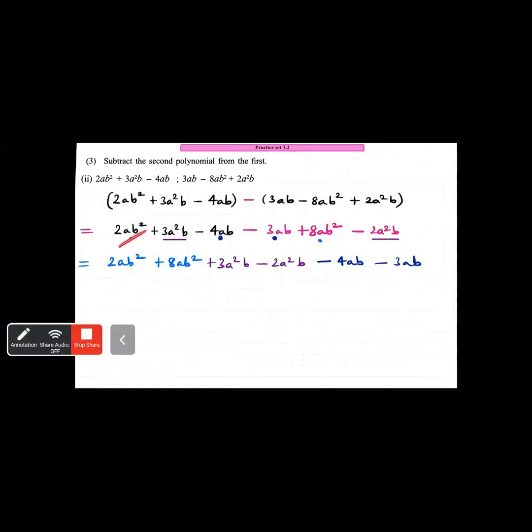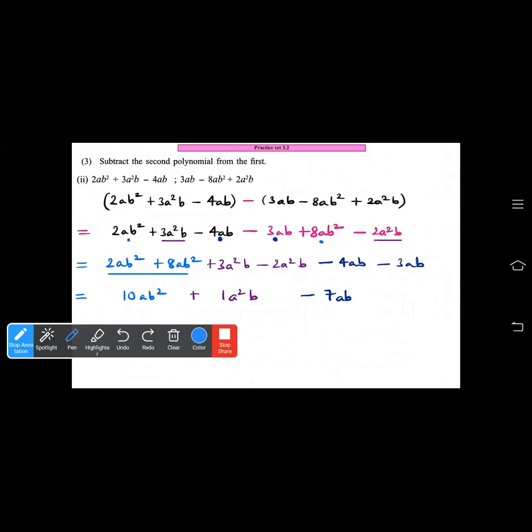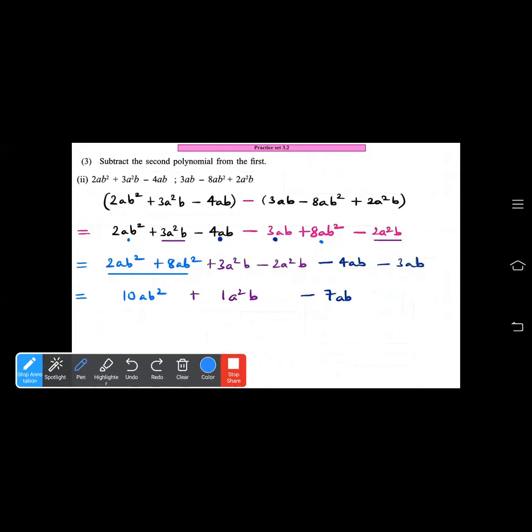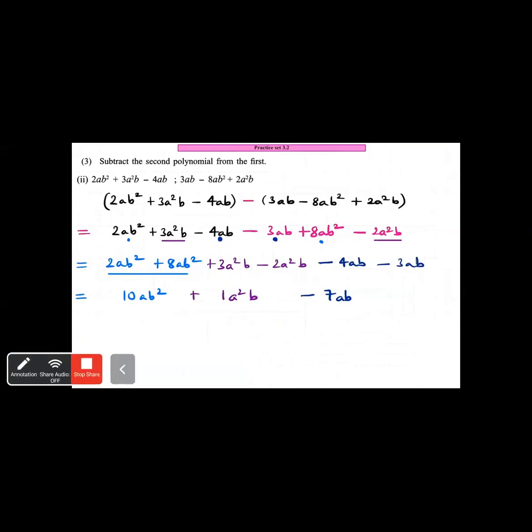Fine. What do we get next? 2 plus 8ab square. 3 minus 2 is 1a square b. Minus 4 minus 3 is minus 7ab. Next. So this is your final answer. So how many questions were there for subtraction? 2 questions. Only 2 questions were there.